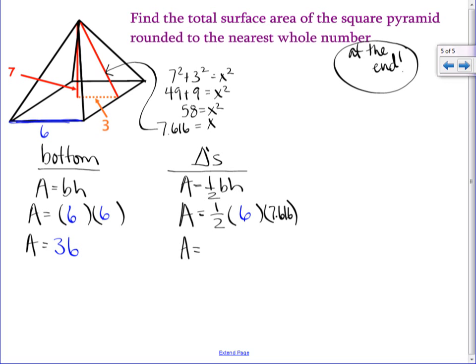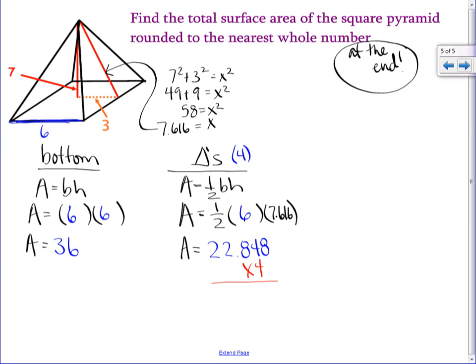So what do we get for the area of the triangles? 22.848. Do we have to multiply the 36 or the 22 by any numbers? No, you add. It's 36. Oh, yeah, 22.848. How many are there? There's 4 of them. Okay, when you write your labels, it might be a good idea to write down how many there are so you don't forget to multiply at the end. So we need to times this by 4 because there's 4 of them.